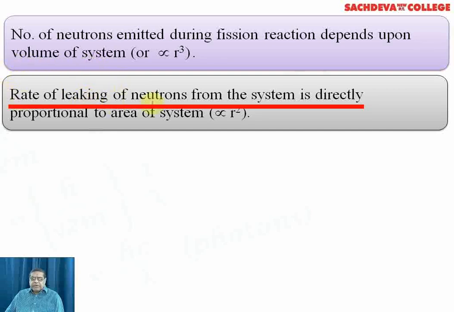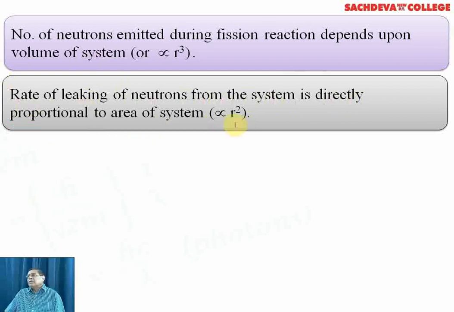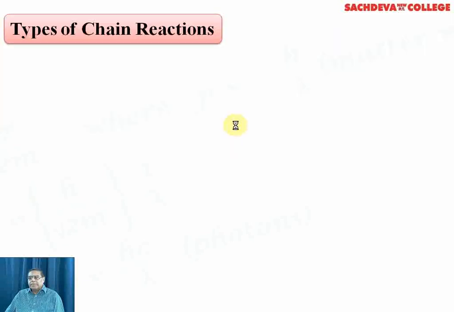The rate of leaking of neutrons from the system is directly proportional to the area of the system. Now, the area of the system means the area of uranium-235. As I have explained earlier, the order of radius is 10 to the power minus 15, and the order of area of the nucleus, from the formula 4 pi r square, will be 10 to the power minus 30 meters square. This number we can represent in barns. One barn is 10 to the power minus 28 meter square.